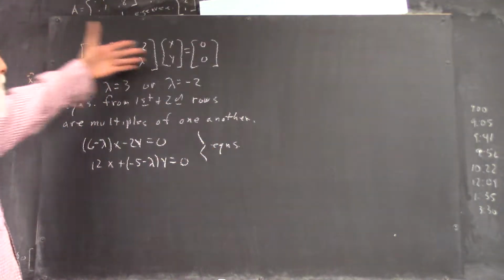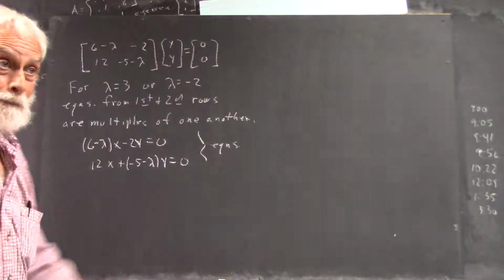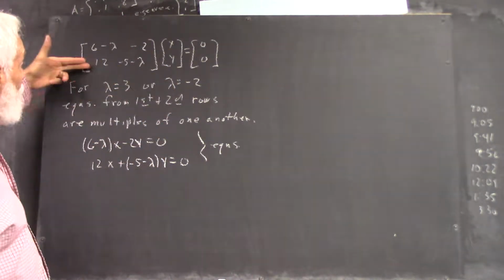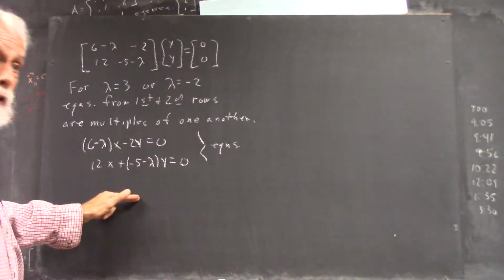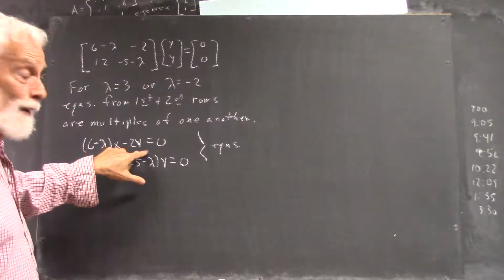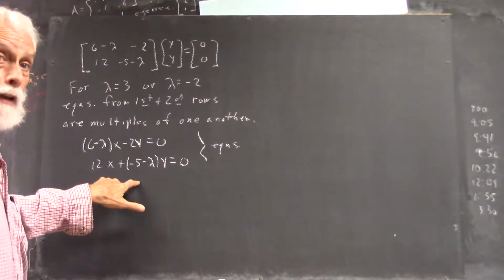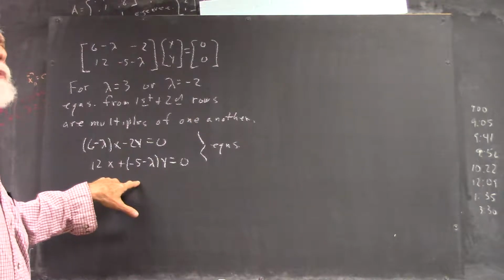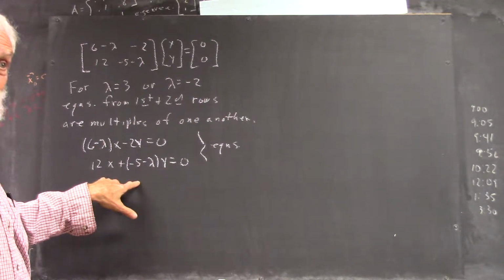I mean, that's what this matrix equation tells you. First row times the column equals 0. Second row times the column equals 0. And if you don't see that the first row times the column gives you this, and the second row times the column gives you this, okay? Practice more and get used to it. It takes a little while.